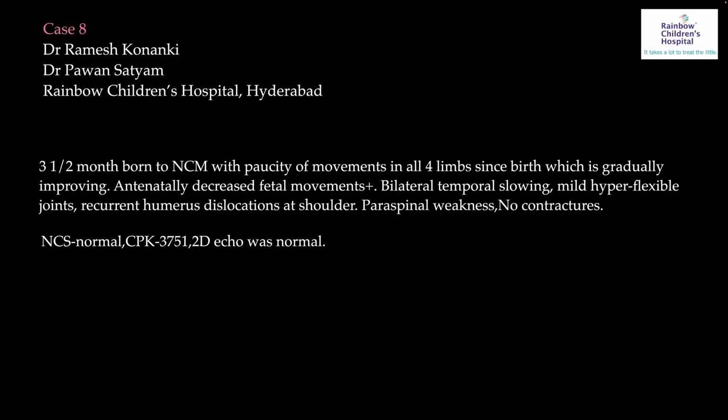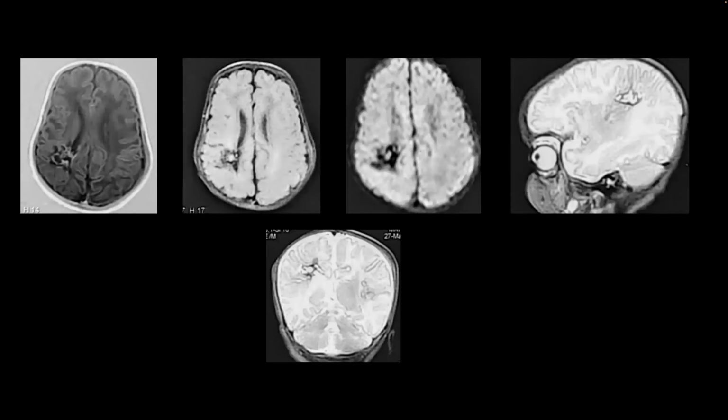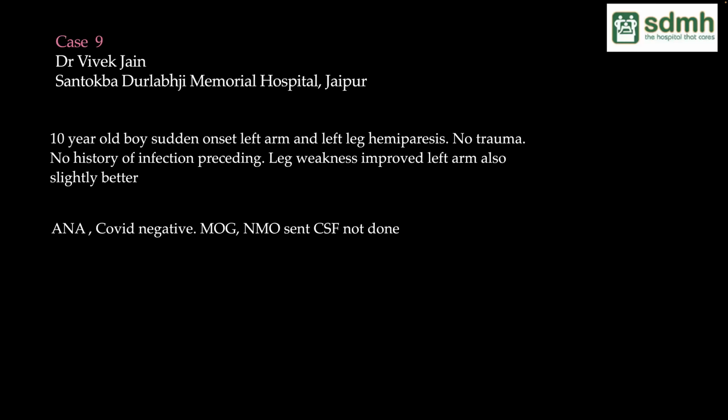Next case, going back again to Dr. Vivek. This is a 10-year-old boy who had an acute history. He came to us a week after the illness. He slept at night, and the next day morning he had really acute left-sided weakness, left arm and left leg weakness, where he could not walk properly. In a day or two, he improved slightly, but he was weaker on the left side, and became ambulant with support.